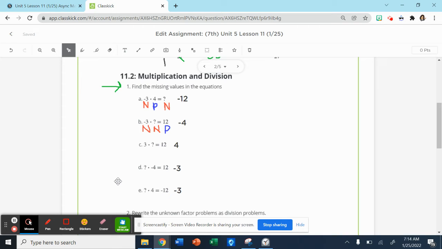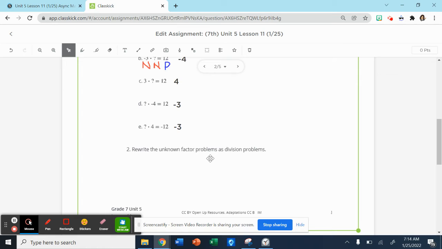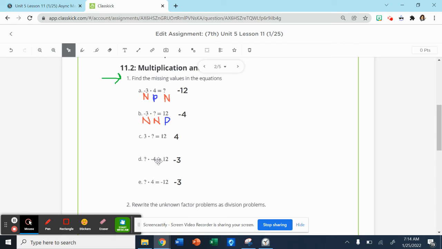Remember, a negative times a positive will always have a negative product, and a negative times a negative will always have a positive product. Now, in question 2, it's asking us to rewrite the unknown factor problems as division problems. Here's an example.